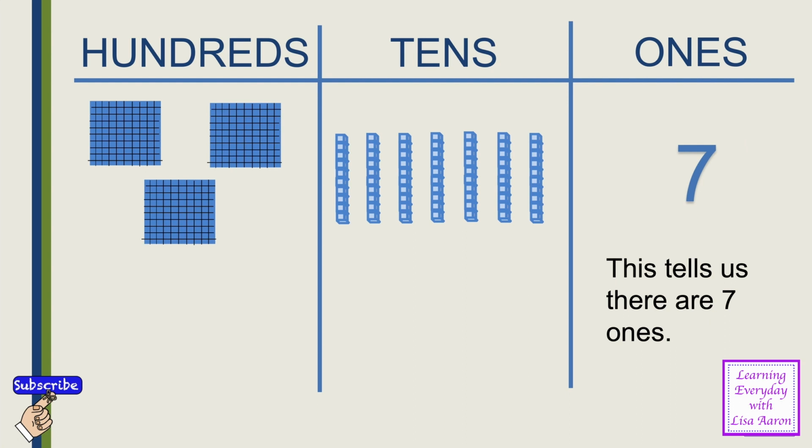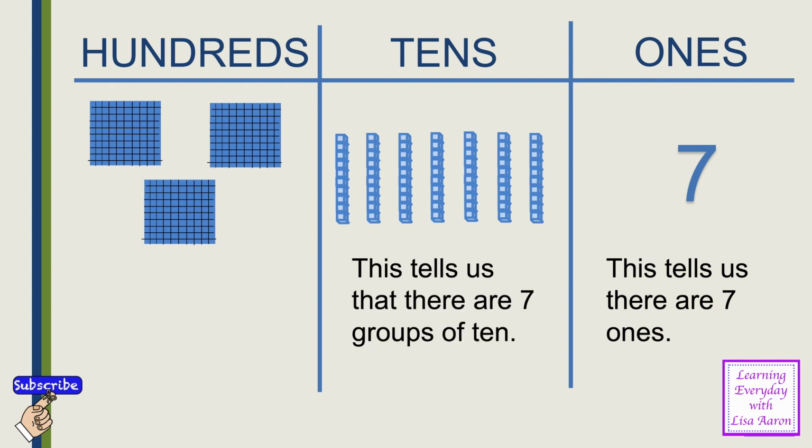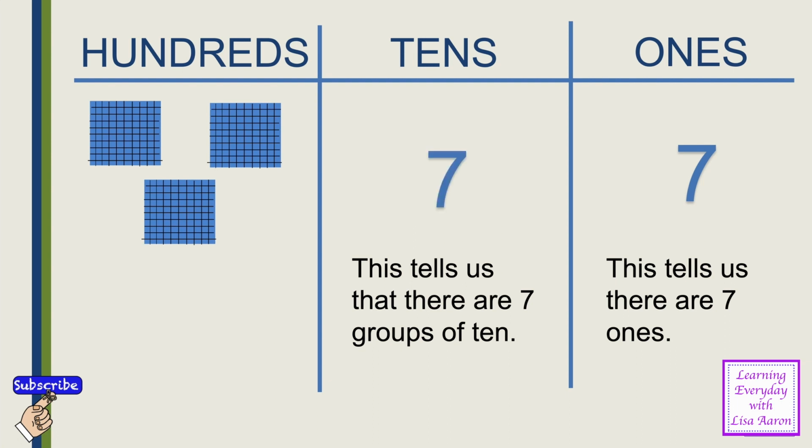Let's look at the tens column. How many groups of 10 do we see? Let's count. 1, 2, 3, 4, 5, 6, 7. This tells us that there are 7 groups of 10.